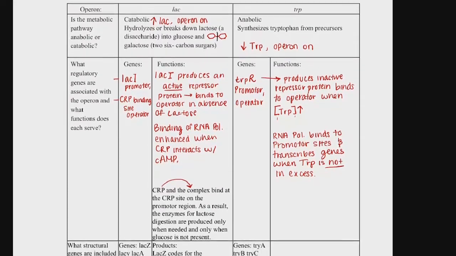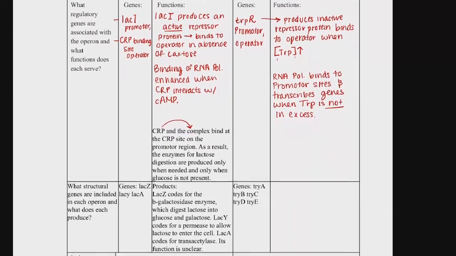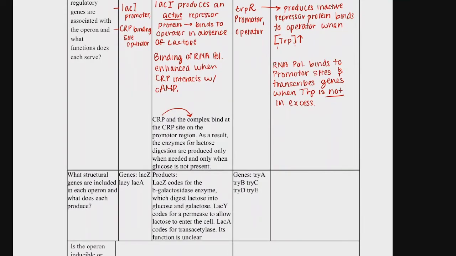Okay, and then just sliding this down a little bit. What structural genes are included in each operon and what does each produce? We see here that the genes associated with lactose are lacZ, Y, and A, and the products from those are that lacZ codes for the beta-galactosidase enzyme, which digests lactose into glucose and galactose. lacY codes for permease to allow lactose to enter the cell, and lacA codes for transacetylase, and its function is unclear or unknown.